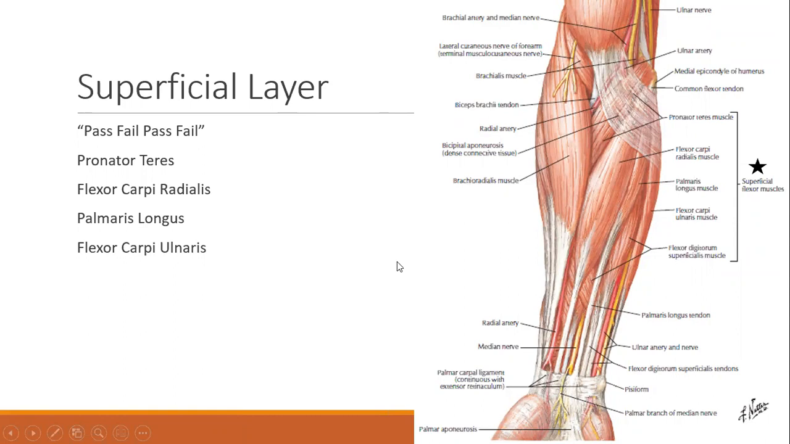Your palmaris longus, which is here and it's really long and it ends up ending as a retinaculum in your wrist going into your hand. So your palmar aponeurosis. This is your palmaris longus. And of the muscles in this layer, the palmaris longus is actually sometimes not found in humans. Some people don't have them. Most commonly, the people that do not have them, I believe, are white women.